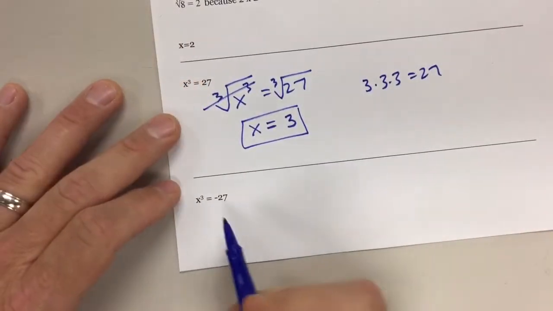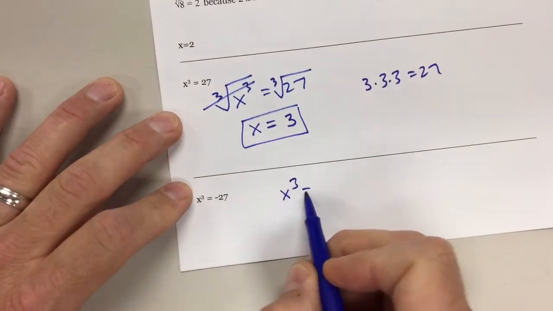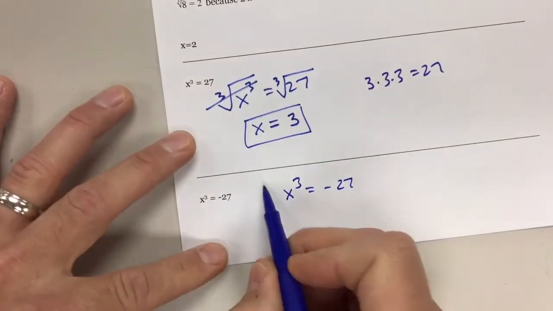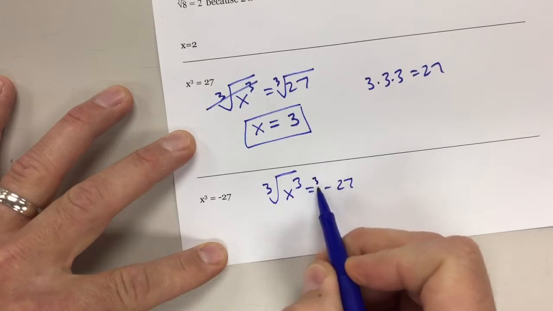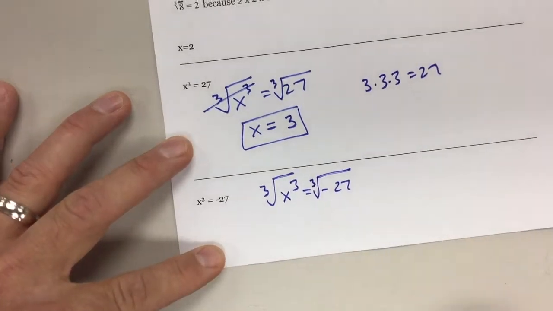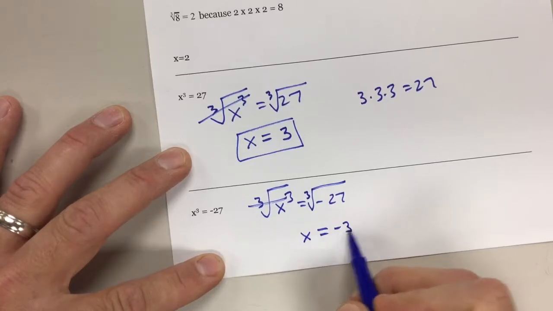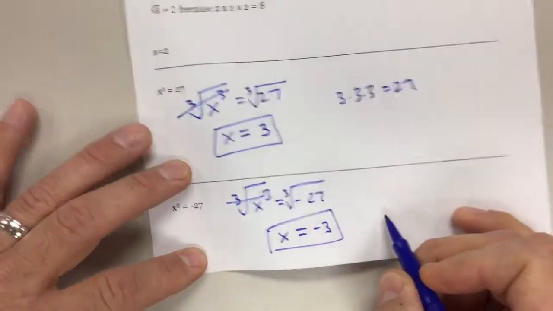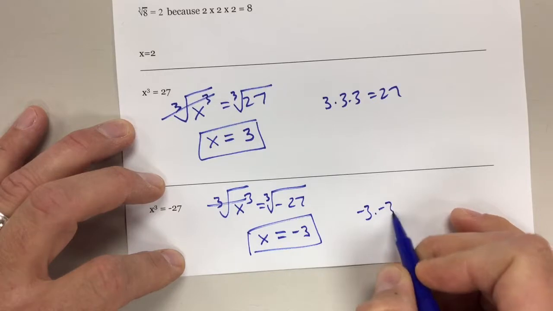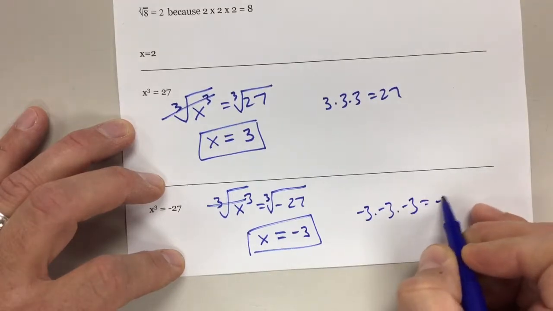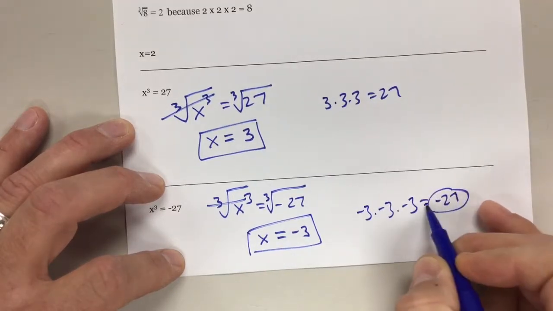Now, bottom example, we have x cubed equals negative 27. So we're going to take the cubed root of both sides. And in this case, x is going to equal negative 3. And that's because negative 3 times negative 3 times negative 3 equals negative 27.